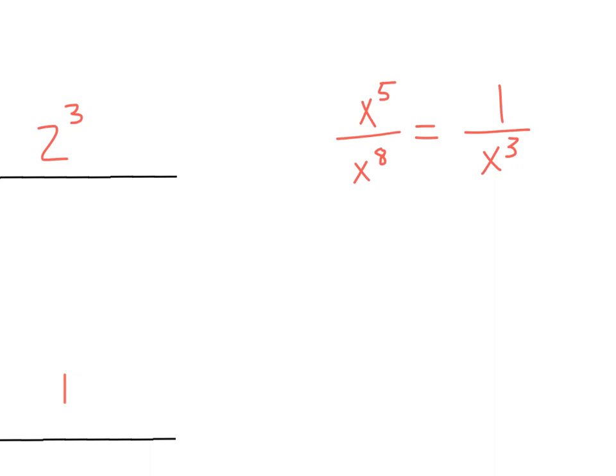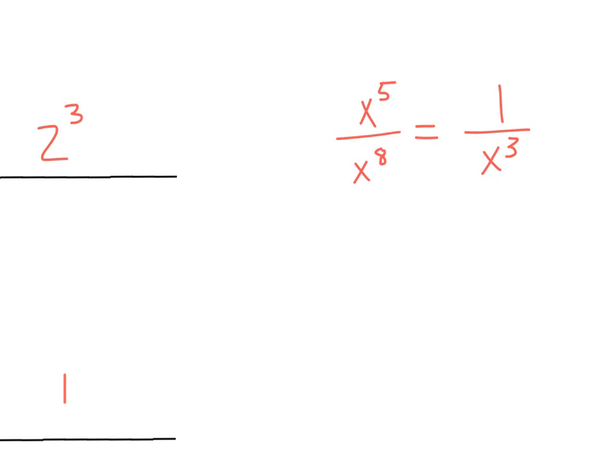So if you want your rule here, remember you're always subtracting your exponents, but you always want to keep your answer where the bigger number of exponents started. So in this particular problem, we had more x's on bottom to begin with. So our answer, once we subtract, is on bottom.